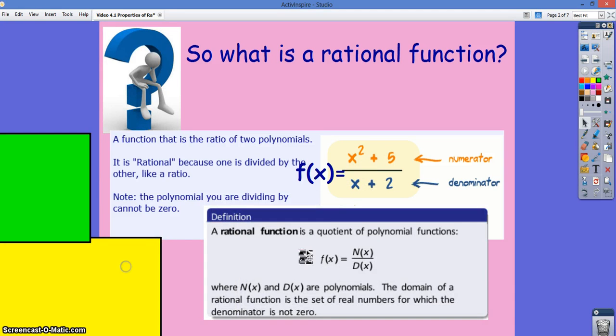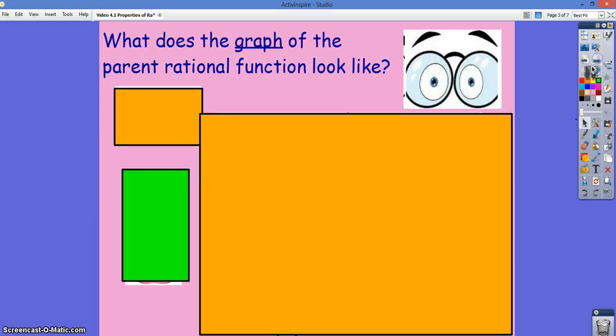If you want a more technical precalculus definition, we could take any polynomials n of x divided by d of x. Okay, now this would constitute a rational function where obviously d of x, whatever's in the denominator, cannot be 0. Alright, so what does the graph of the parent rational function look like?